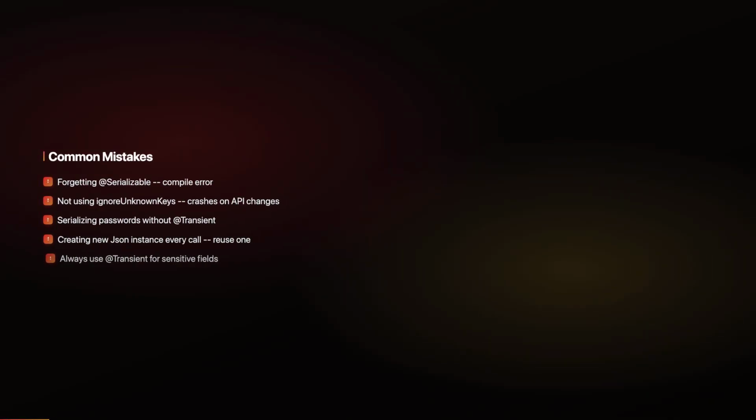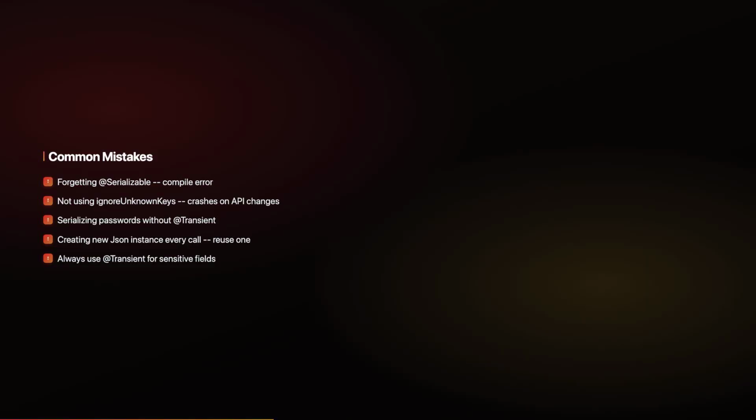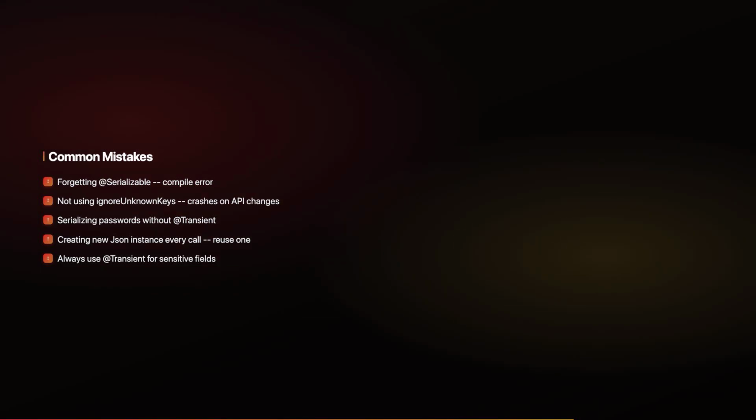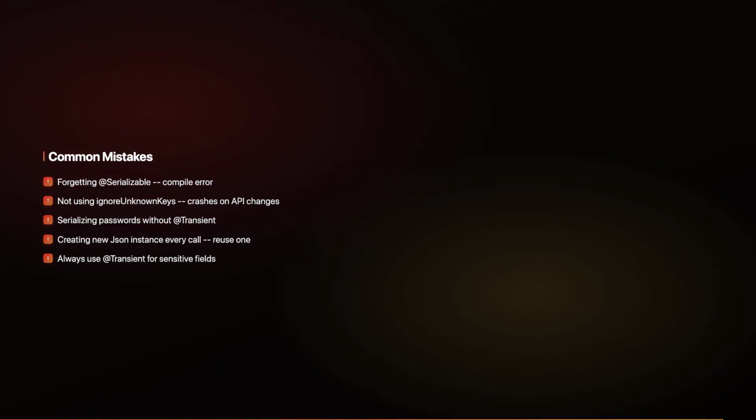Common mistakes include forgetting the serializable annotation, which causes compile errors. Not using ignoreUnknownKeys crashes your app when the API adds new fields. Serializing sensitive data like passwords without using transient exposes them in JSON. Always use transient for sensitive fields.